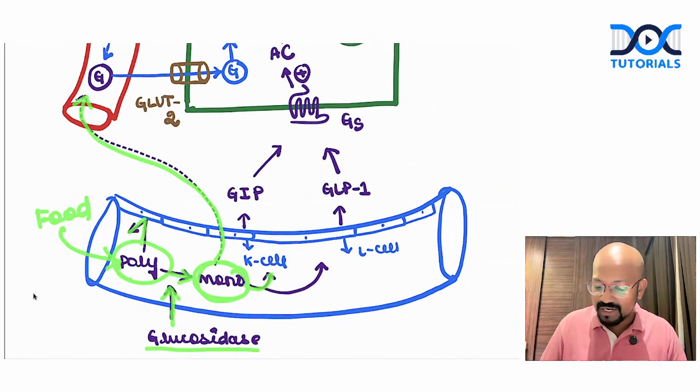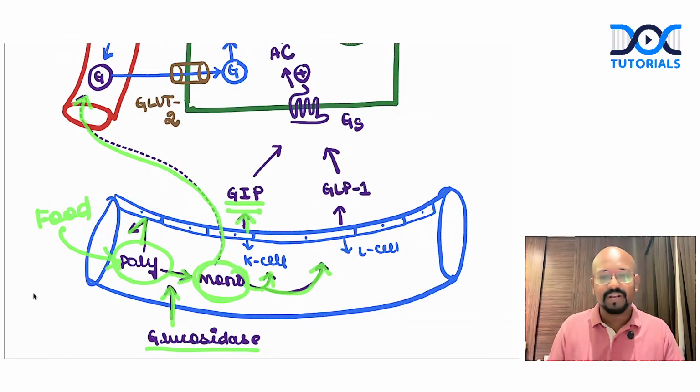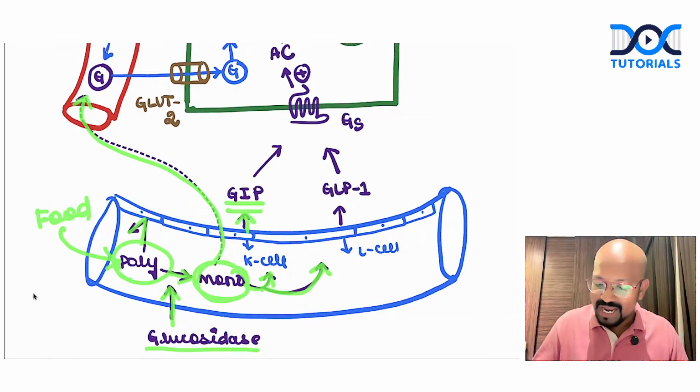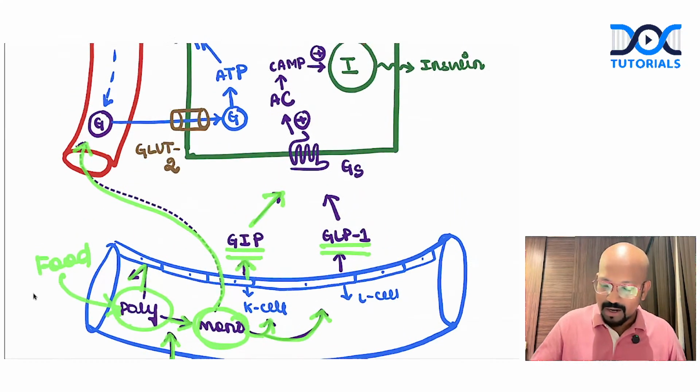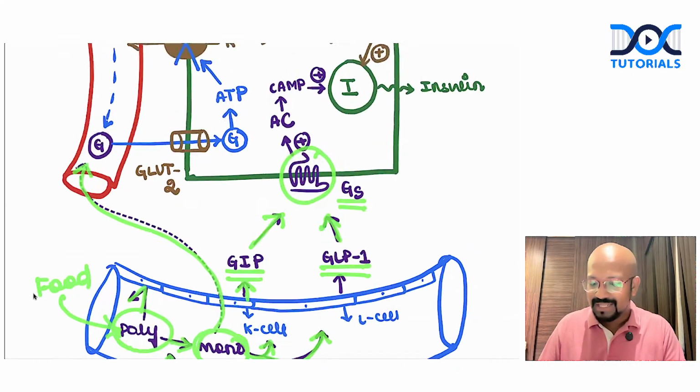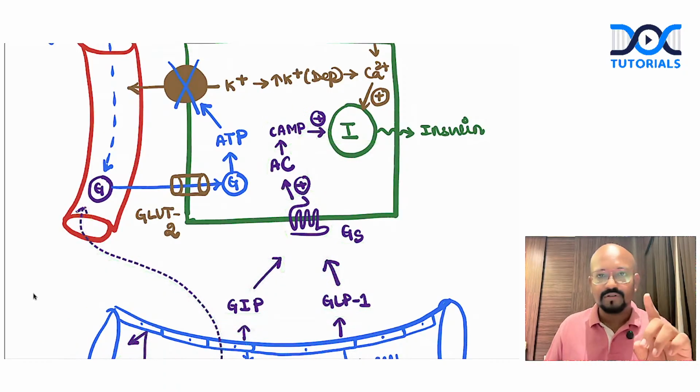Now, when these monosaccharides come into contact with the K cells and L cells, from the K cells there will be release of GIP, glucose-dependent insulinotropic polypeptide, and GLP, which is glucagon-like peptide. When these molecules bind with their own receptor, which is a Gs-coupled receptor, intracellularly cyclic AMP will be increased, which in turn will stimulate the release of insulin. That is the first step of how insulin is getting released by the stimulus which is happening from the intestines itself.